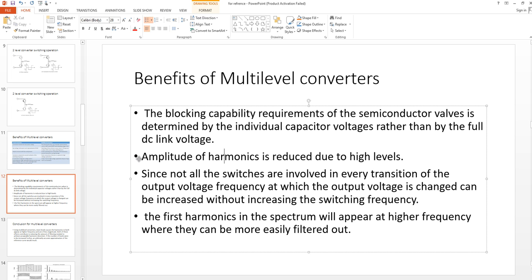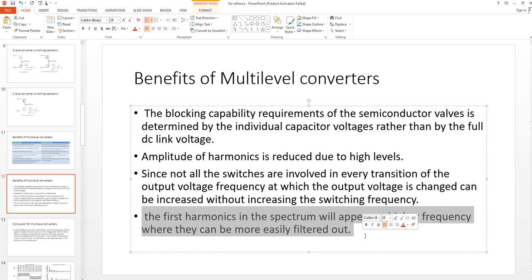The amplitude of the harmonics is reduced at high frequency, since not all the switches are involved in every transition of the output voltage. The frequency at which the output voltage is changed can be increased without increasing the switching frequency. The first harmonic in the spectrum will appear at a higher frequency where it can be more easily filtered out. So this is the main advantage of multi-level converters, that the harmonics are at the higher frequency, so they can easily be filtered out.